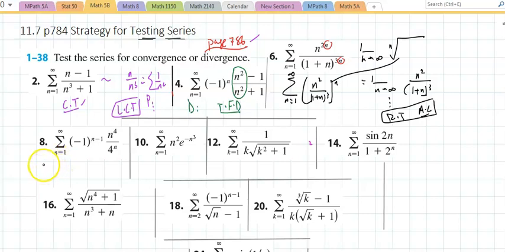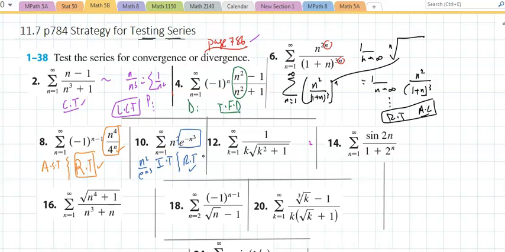Number 8, alternating series test seems to work, but you have to show that this is decreasing. A better way of doing this, since it is an exponential, use the ratio test, and that's guaranteed to give a result. When I look at this problem, this is really n squared over e to the n cubed. I could use the integral test for sure. Or, since it has an exponential in it, the ratio test would work as well.